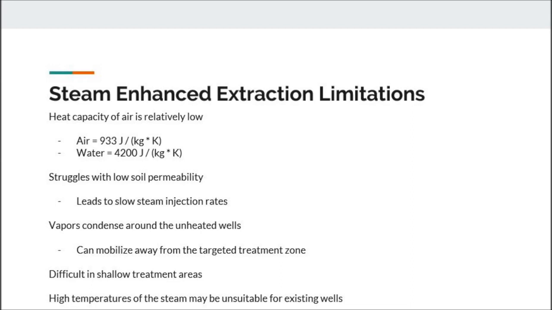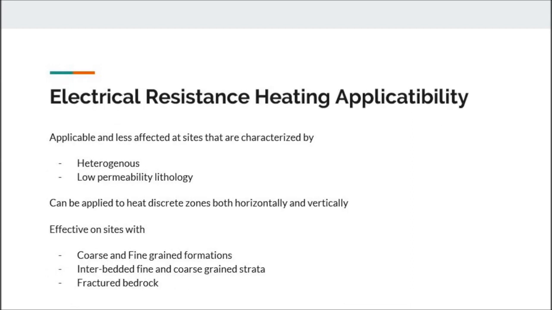Lastly, the system associated with steam-enhanced extraction and the high temperatures that are associated with the steam may be unsuitable for some of the materials that are traditionally used for wells. Grout, PVC, and things of that nature may not withstand the corrosion and temperature of the steam.